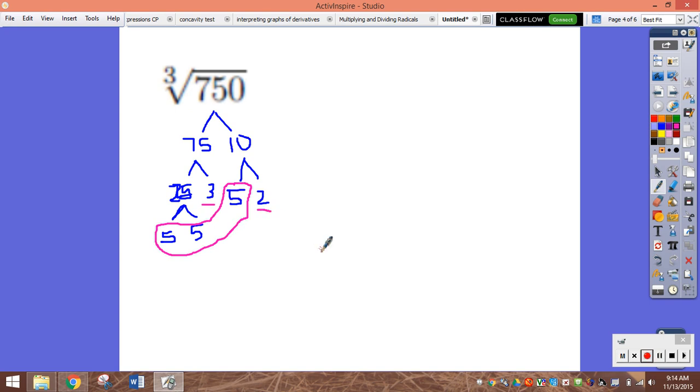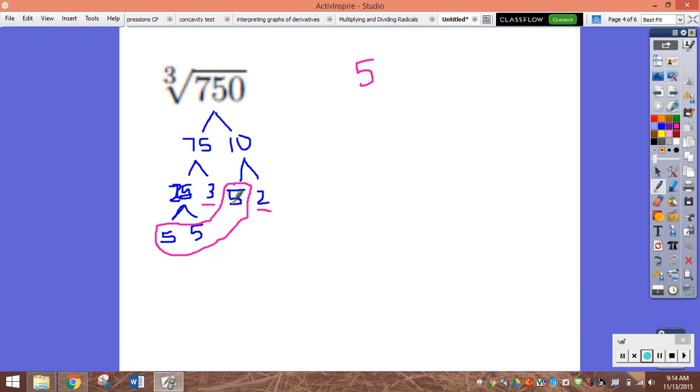Remember, we're looking for prime numbers. What that means is that 5 times 5 times 5 would be a perfect cube, because cube root is what number times itself 3 times will give you this number. So if I took the cube root of 5 times 5 times 5, it would just be 5. What we've been calling that is pulling out a 5 to represent that group of 5.